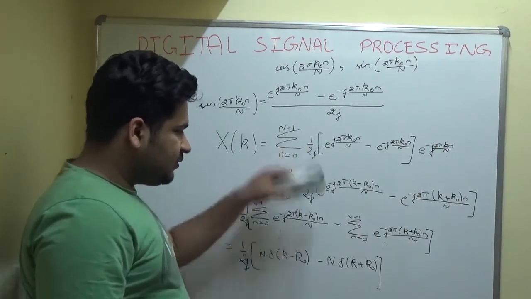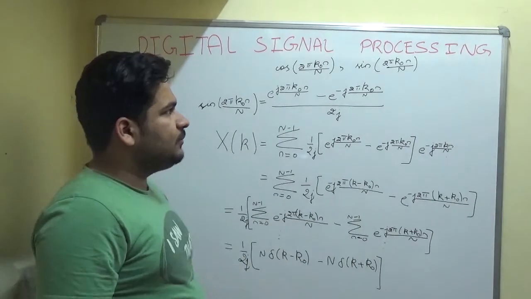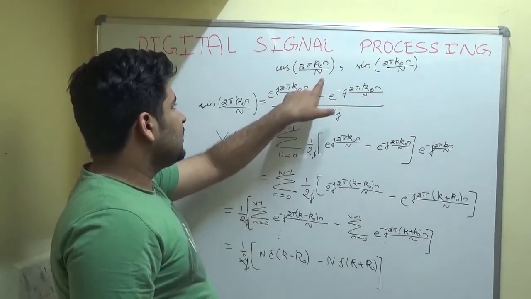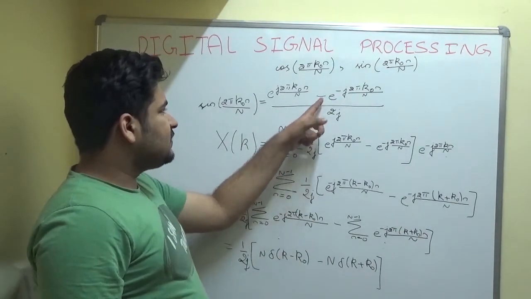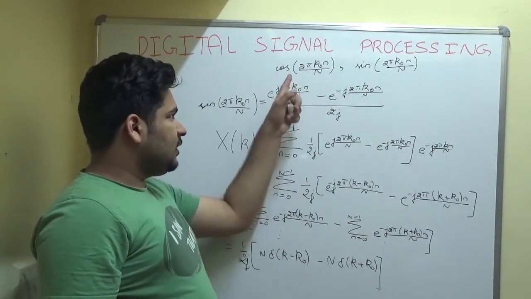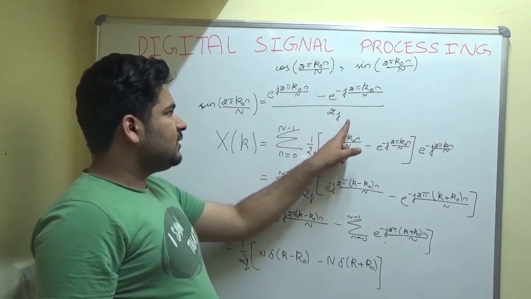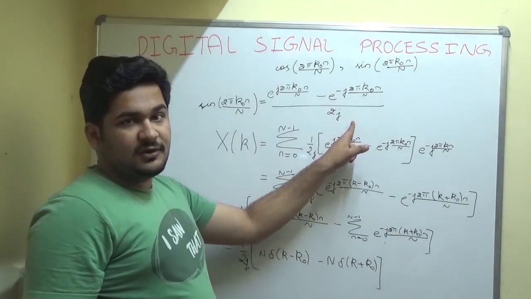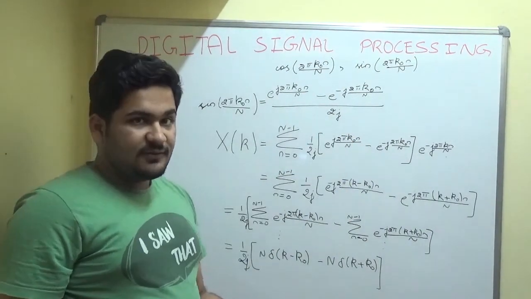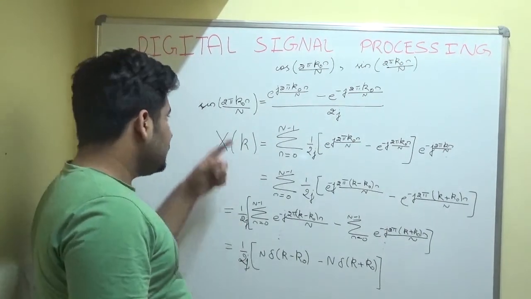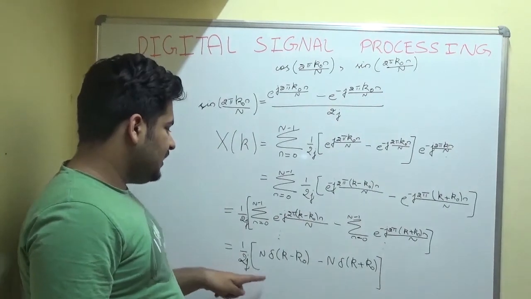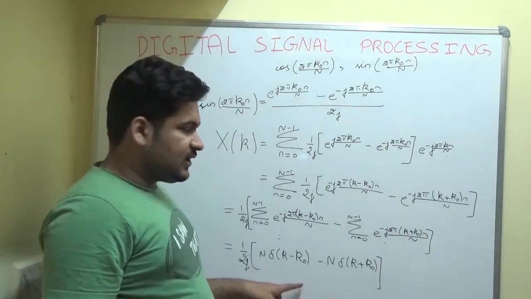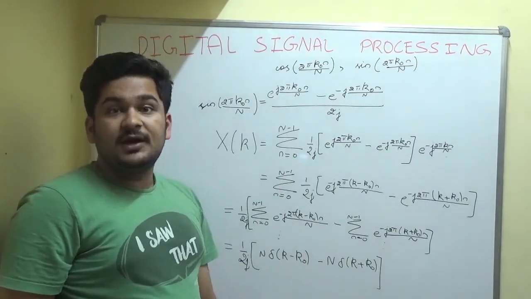That's all. There is not much of a difference when I compute the DFT of cos 2 pi k naught n by capital N and sin 2 pi k naught n by capital N. Just this plus in the case of cos becomes minus. Here j will not be there in the case of cos, but you get j in the case of sin. That's all. So the DFT of sin 2 pi k naught n by capital N would be 1 by 2j into N into delta of k minus k naught minus N into delta of k plus k naught.